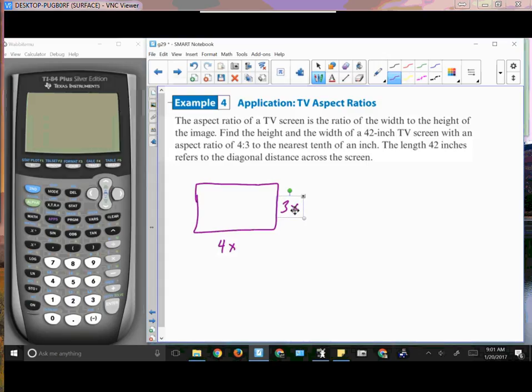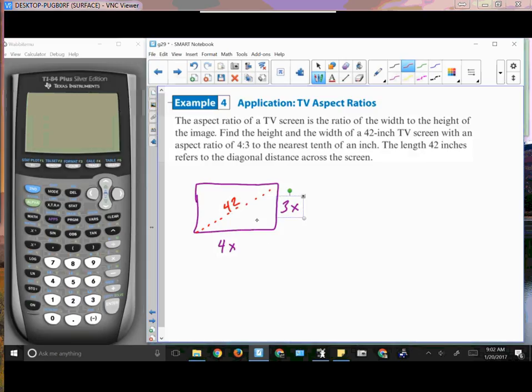Now, for the TV, when they say a 42-inch TV, they are always measuring the diagonal width. They're talking about how far it goes across this way. So, if I'm looking at a 42-inch TV, that means this is 42. That means I've got this here. Find the length that refers to this distance so that I get that 42.